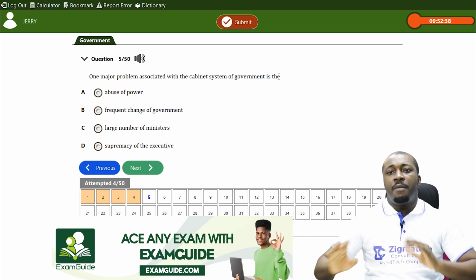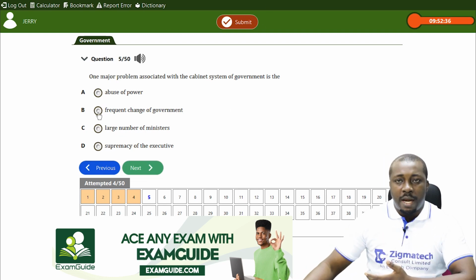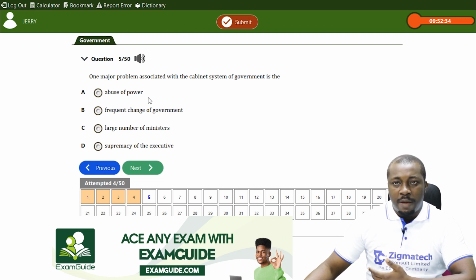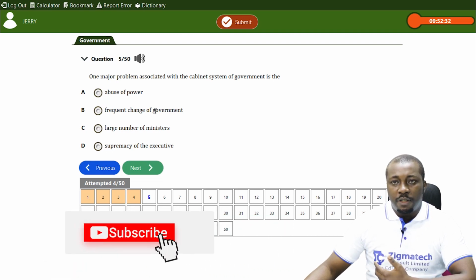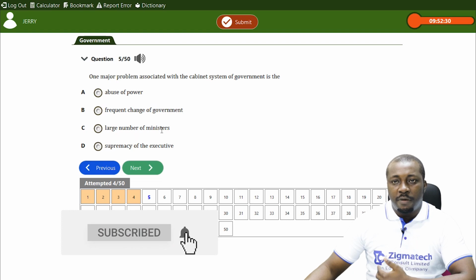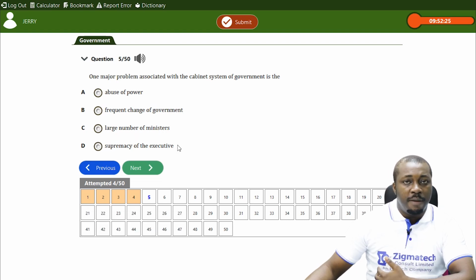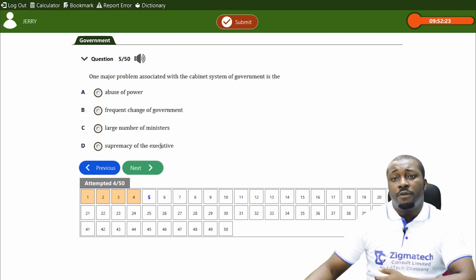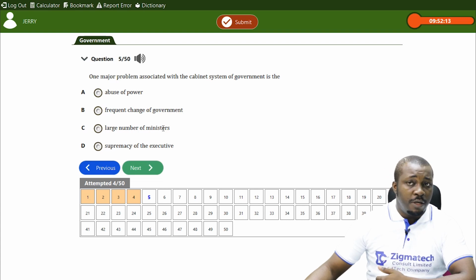Now, peculiar problems a parliamentary system can have. Let's look at it. A, abuse of power. B, is it frequent change of government? C, is it large number of ministers? D, is this supremacy of the executive? Of course, it can't be supremacy of the executive, because we talk about supremacy of parliament in a parliamentary system of government. Is it large number of ministers? It can be, but having a large number of ministers is not peculiar to a parliamentary system of government.